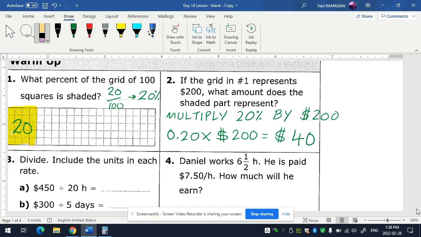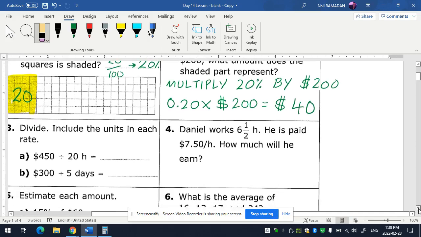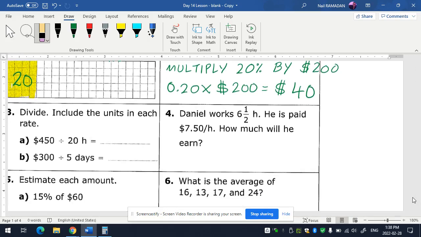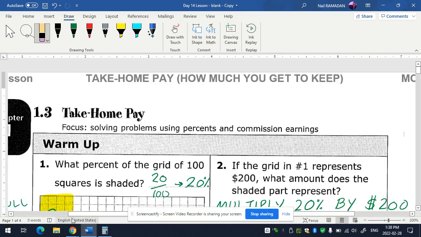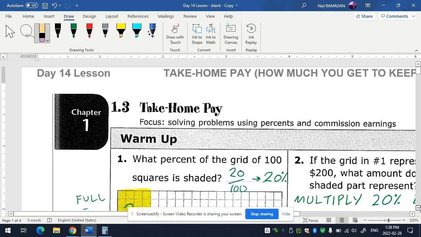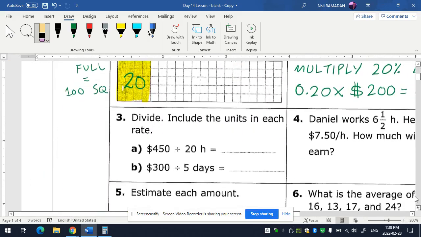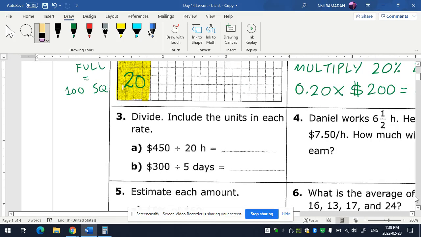Okay, next one. Divide, include the units in each rate. So this one tells you what, everyone? This one here says you earned $450 in 20 hours of work. You earned $450 in 20 hours of work.